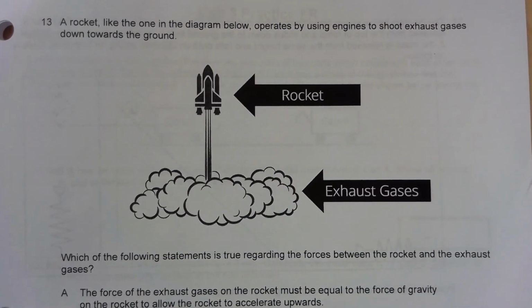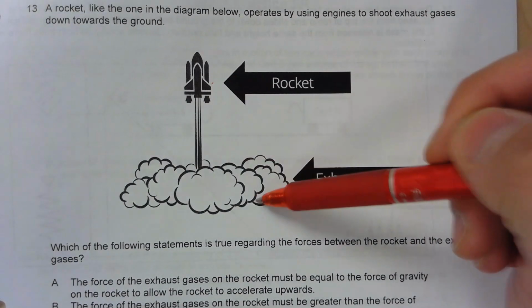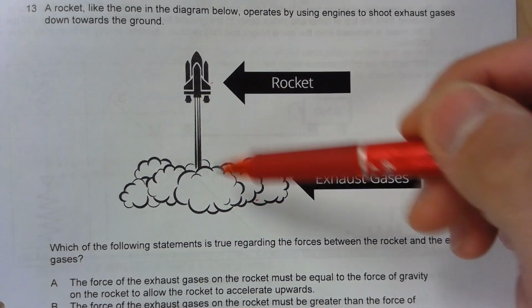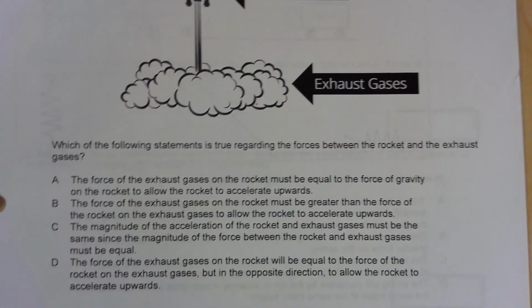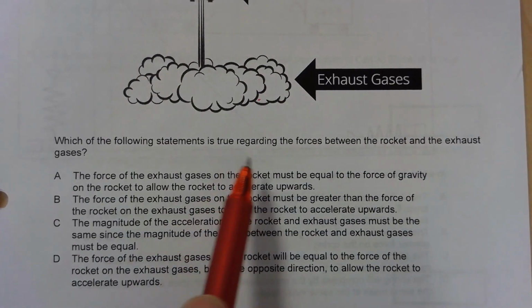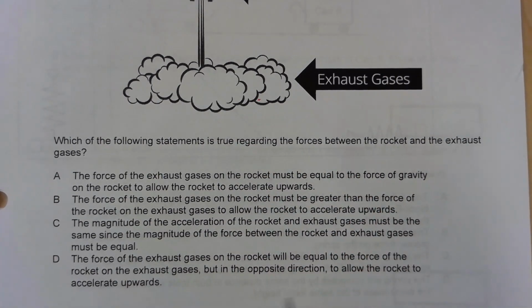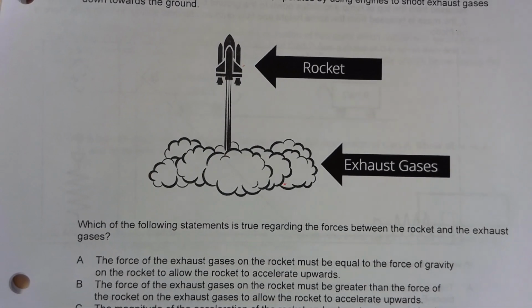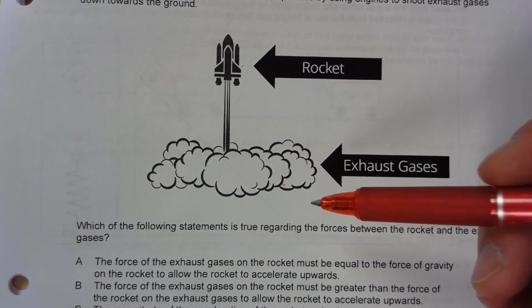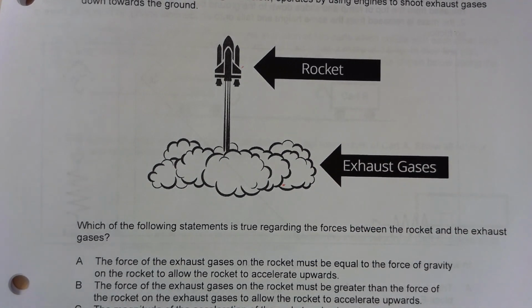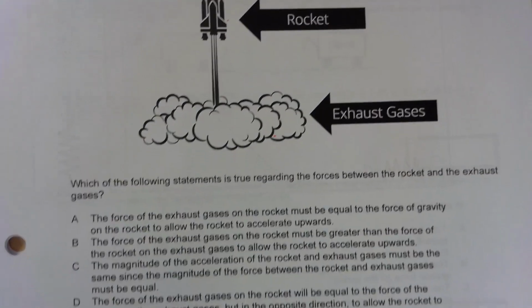All right. We have a rocket. The way that rockets move is they shoot out gases. That's the fire that we see underneath. It's just really, really fast moving gas. So the question asks us which is true. Whenever you see a problem involving something like this, most likely I'm going to be asking you about forces, because again, people don't understand Newton's third law.